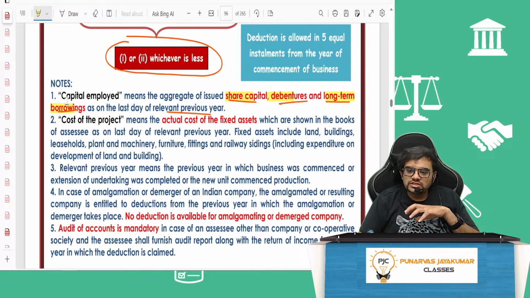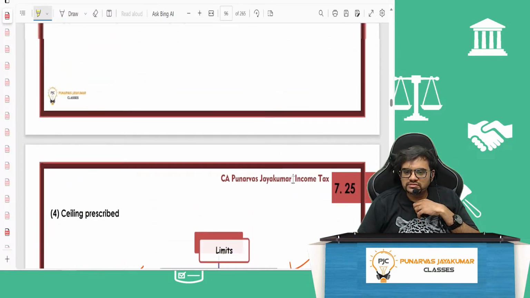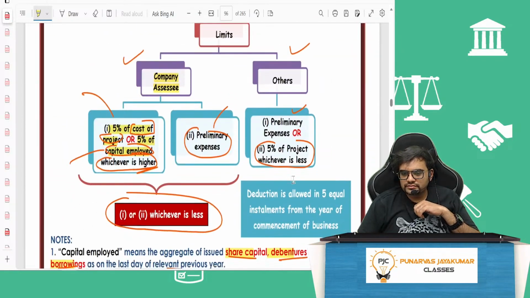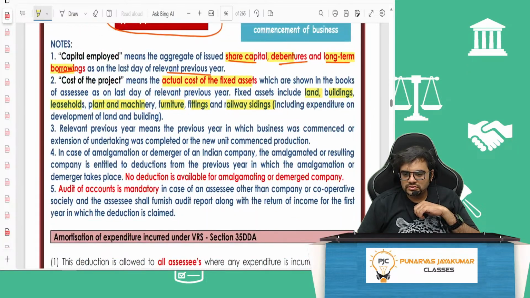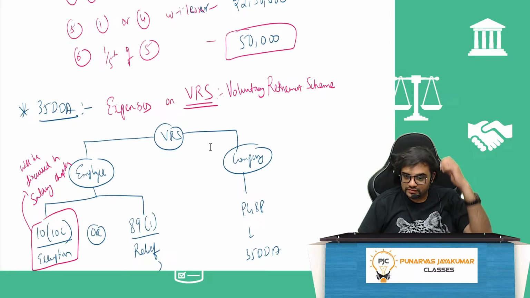Cost of the project means what? Actual cost of the fixed assets which are shown in the books of accounts on the last day. It will include what? Land, building, leasehold, plant machinery, furniture, fittings, railway sidings, etc. Everything. And you should do the accounts of the company. That is mandatory. That has to be done. Very, very simple. So that is my preliminary expenditure.